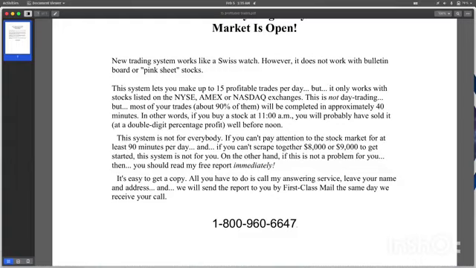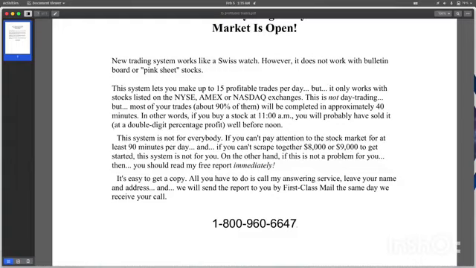Swiss watch accuracy, because by Swiss watch, this is making an analogy. A Swiss watch is a watch that we know represents time accurately. So we are making an analogy that this trading system works like a Swiss watch, meaning that this trading system is fault free. It is working perfectly. However, it does not work with bulletin board or pink sheet stocks.